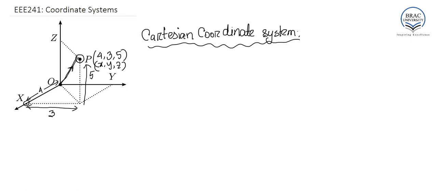Okay, so one thing to notice over here is that this OP vector does not lie on the surface that you're looking at. It actually comes slightly outwards from the surface you're looking at. All right, so we can write OP as 4i, 3j, and 5k.